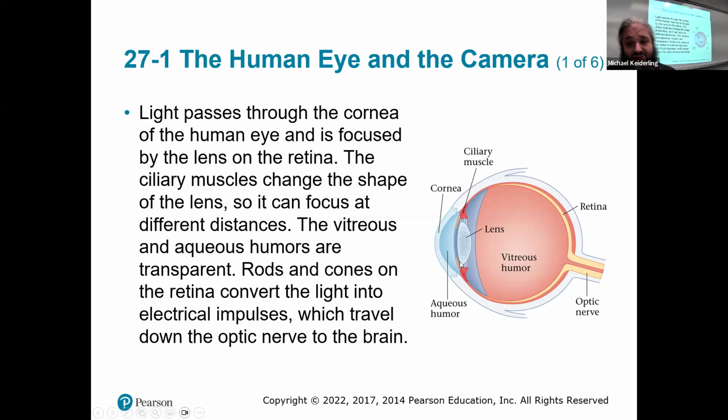And then the ciliary muscles here change the shape of the lens so it can focus at different distances. And the vitreous and aqueous humors inside the eye are transparent. And at the retina, rods and cones convert light into electrical impulses, which travel down the optic nerve and into the brain.